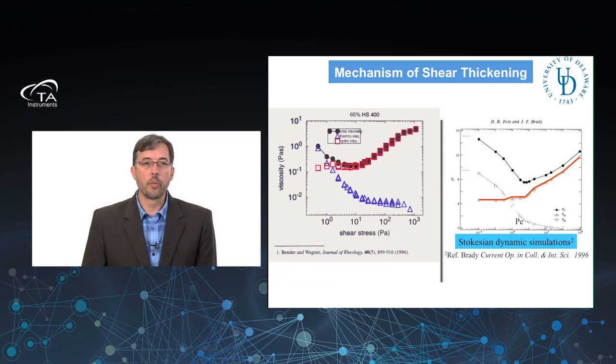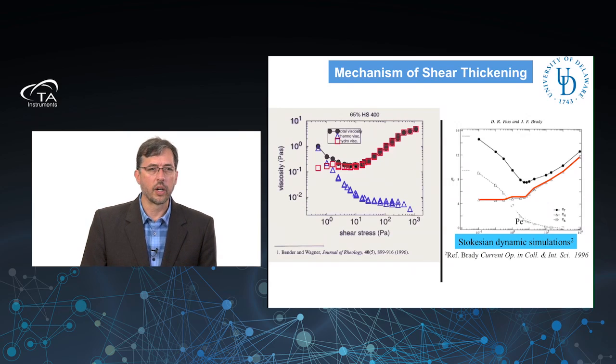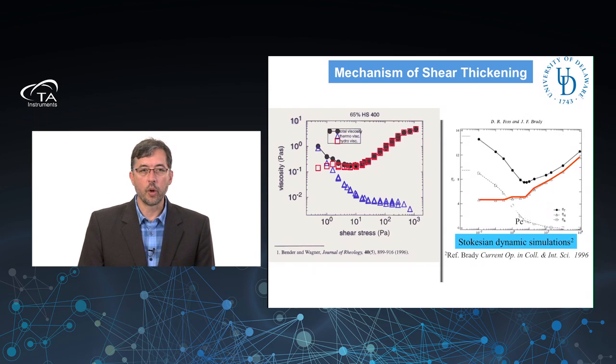And again, just to remind you, on the right are the simulation results that I showed you before, now plotted as a viscosity on a logarithmic scale, so it's a little easier to see. And the red curve is the hydrodynamic part, and the overall black curve is the overall viscosity from the simulations, and the Brownian terms are the open symbols.